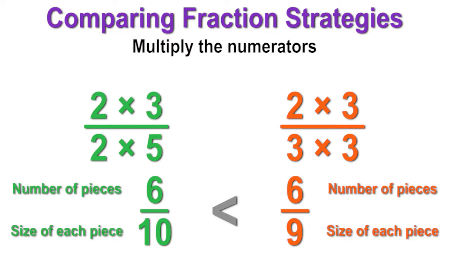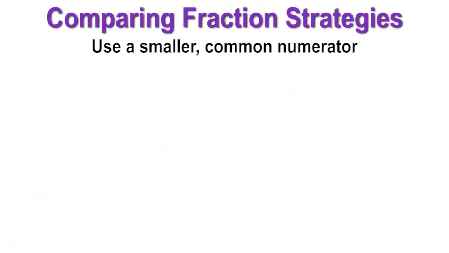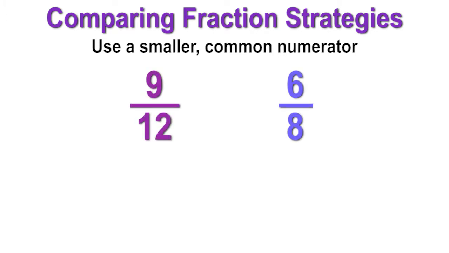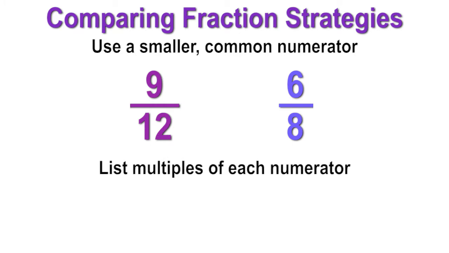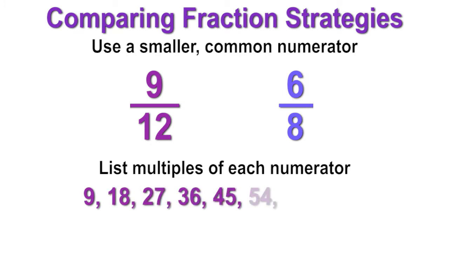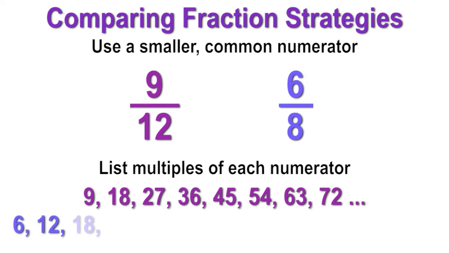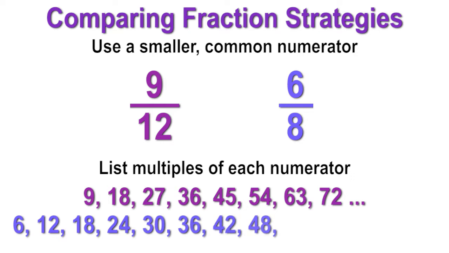While multiplying the numerators together works, we can also use a smaller common multiple to make calculations easier. Let's use the following fraction set with this strategy. Begin by listing the multiples of each numerator. The multiples of 9 are 9, 18, 27, 36, 45, 54, 63, 72, and so on. Multiples of 6 include 6, 12, 18, 24, 30, 36, 42, 48, 54, 60, 66, 72, and so on.